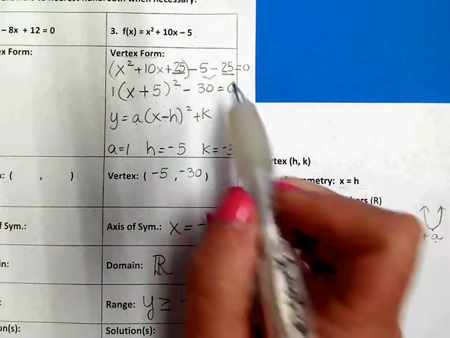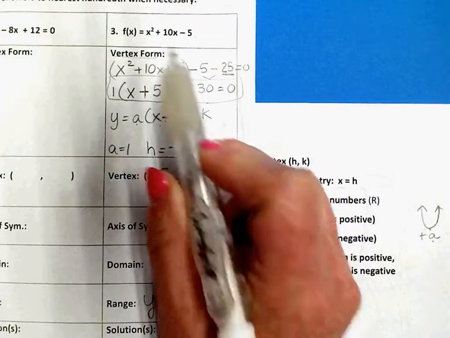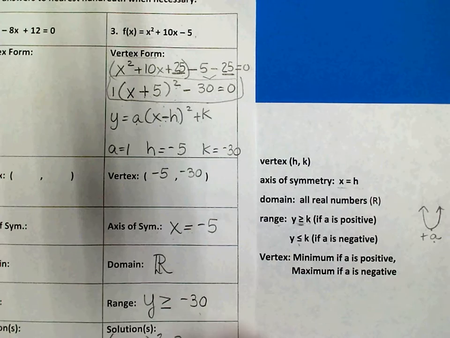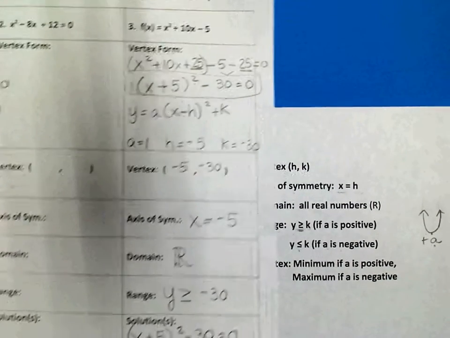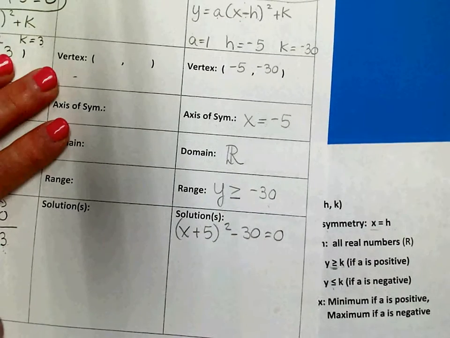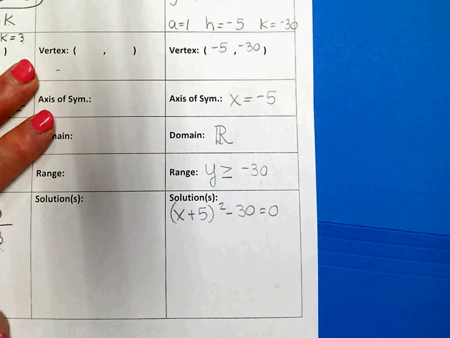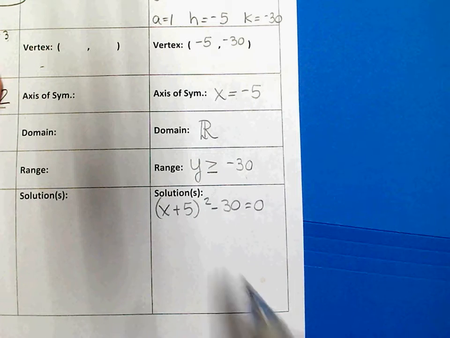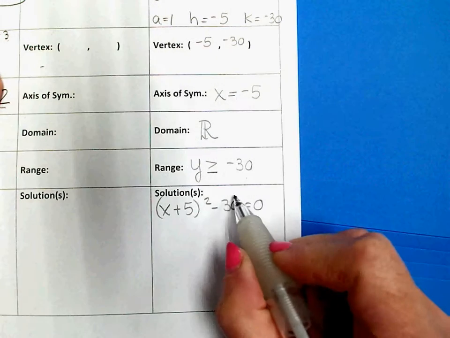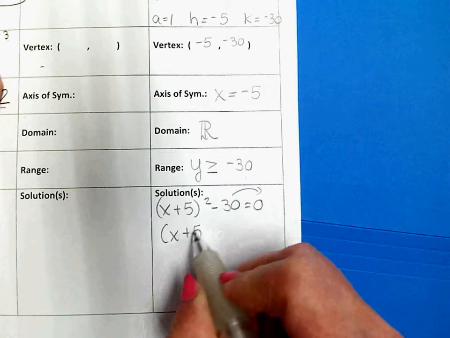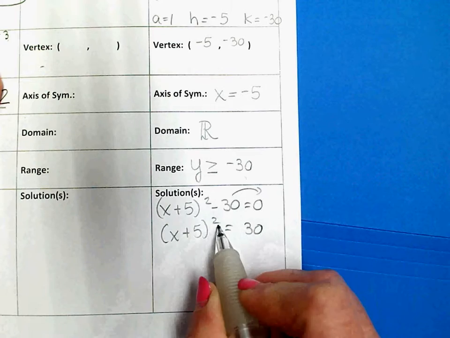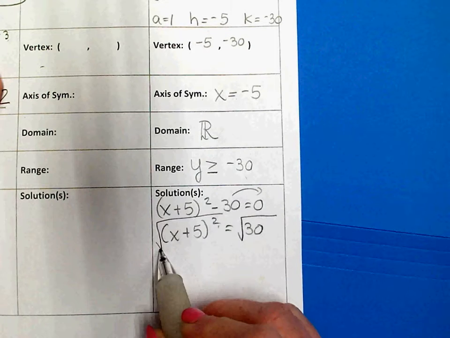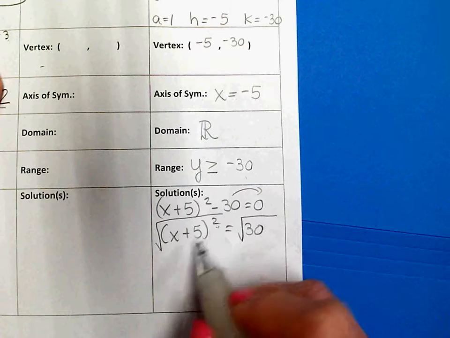So I'm going to come up here and grab my answer for the vertex form in order to solve. So I have my x plus 5 squared minus 30 equals 0. Now, to solve an equation that has some squared stuff in it, you got to get the part that's squared on one side by itself, and then you can take the square root of each side in order to get rid of the squared symbol. So I'm going to move the 30 to the other side, and it's going to turn positive. And now the squared part's by itself, and I can take the square root of each side. The square root symbol and the squared symbol just cancel one another out. So this side is x plus 5.